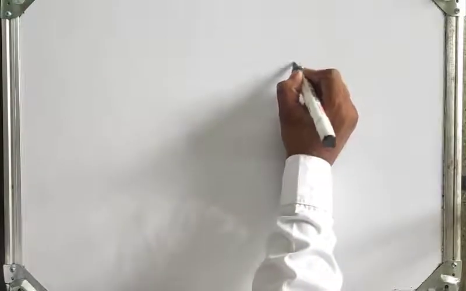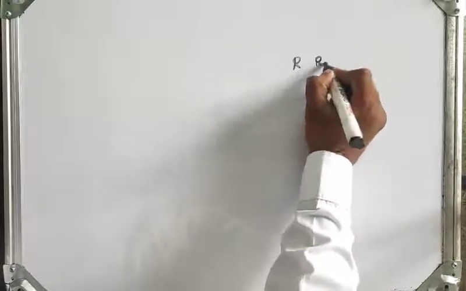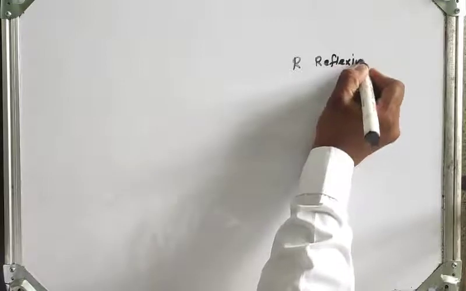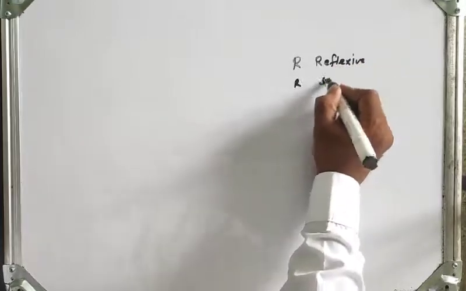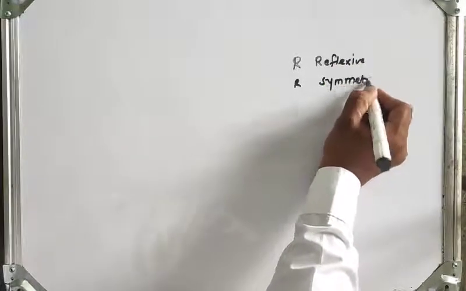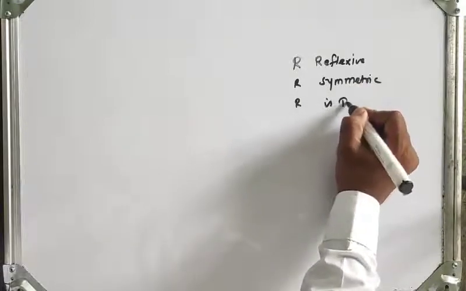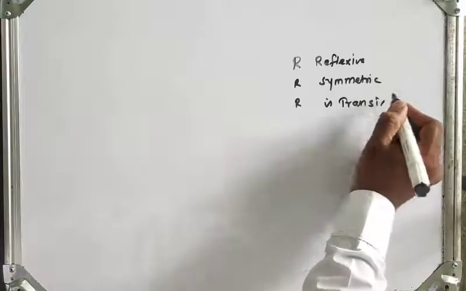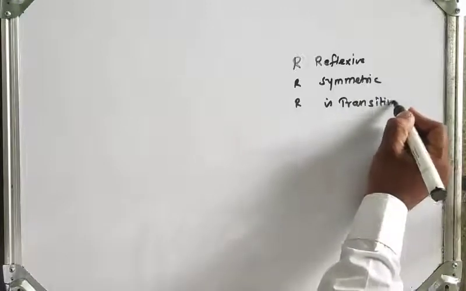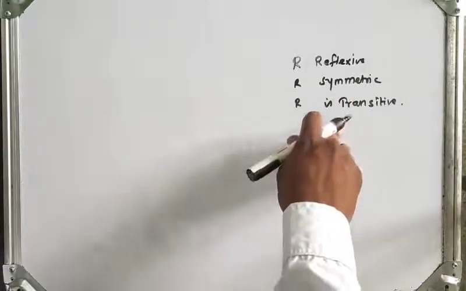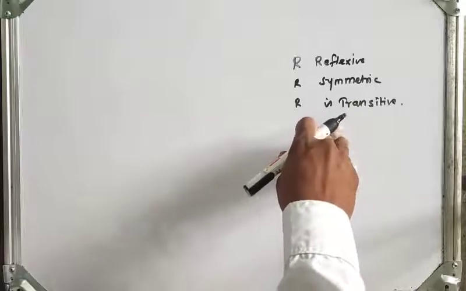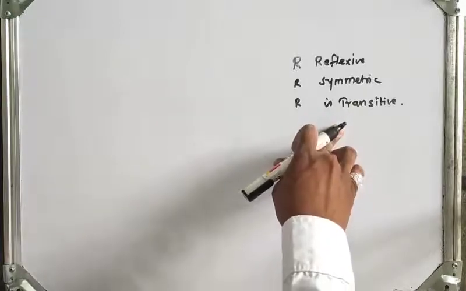it satisfies three properties. First, R is a reflexive relation, next R is symmetric, and third R is a transitive relation. If all these three conditions are satisfied, then the relation R is an equivalence relation on set X.